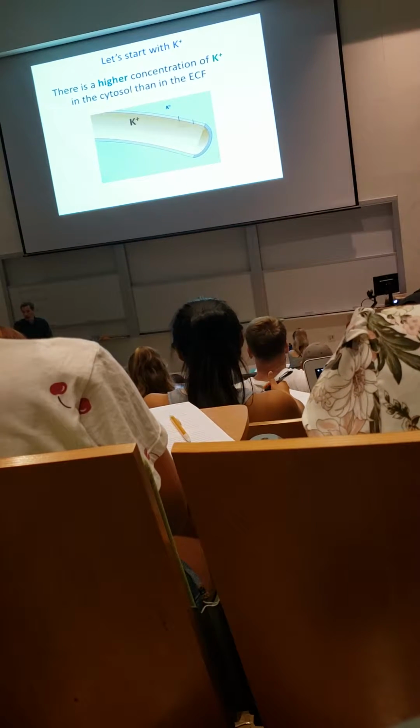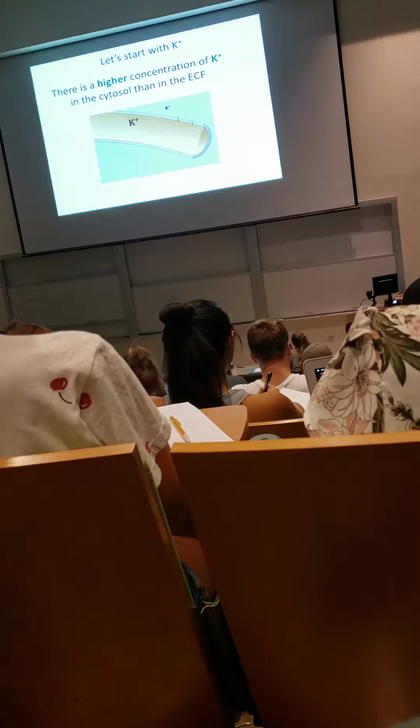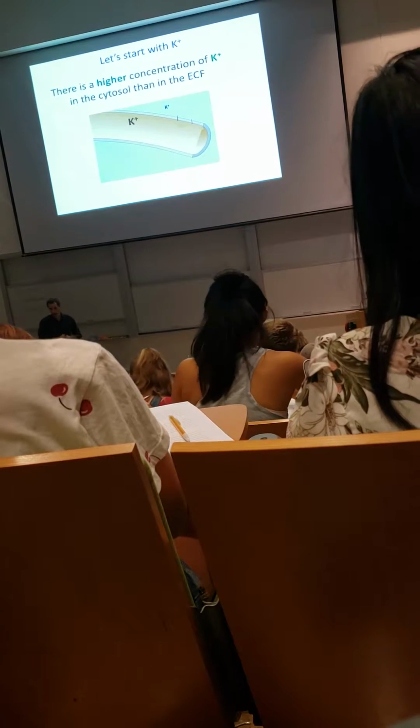We can actually do that in the lab. We can make an artificial cell with just potassium, but we don't need a lab here. So light blue is the ECF, extracellular fluid. The brownish part is the cytosol. And as you can see, I put a bigger font for the K. We have a higher concentration to begin with in the cytosol compared to the outside. Okay, that's where we begin.